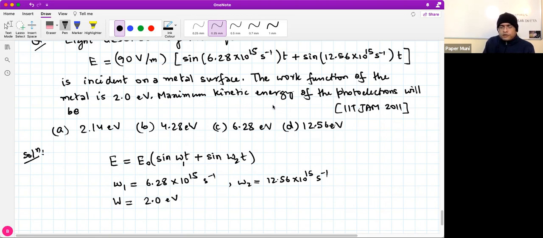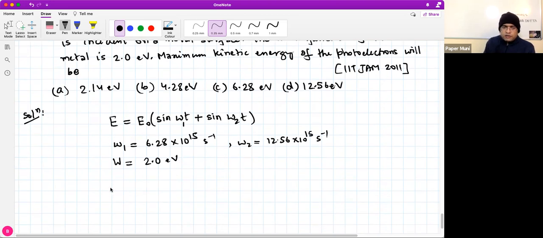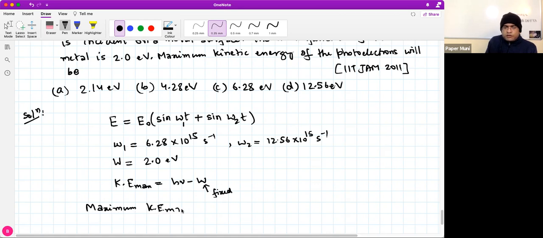Now it asks about the maximum kinetic energy. We know that the maximum kinetic energy is related to the frequency of the incident light, which is h nu minus W. The work function is fixed. If you increase nu, the difference between h nu and the work function increases, which means a higher kinetic energy. So the maximum KE max will correspond to the highest frequency light, highest omega.